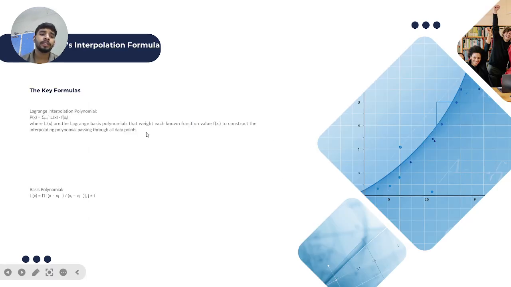Now, what is Lagrange's interpolation formula? Lagrange's interpolation polynomial is P of x equals the summation from i equals 0 to n of L_i of x times f of x_i, where L_i of x are the Lagrange basis polynomials that weight each known function value f of x_i to construct the interpolating polynomial passing through all the data points, and where L_i of x equals the product of (x minus x_j) divided by (x_i minus x_j), where j is not equal to i.